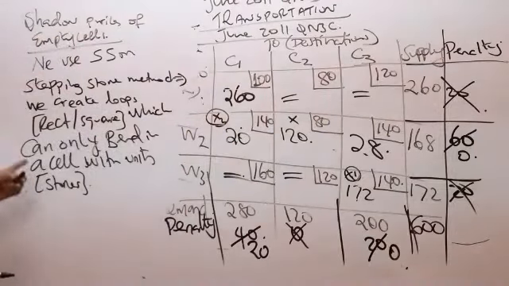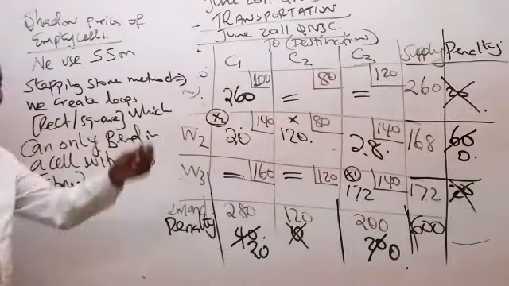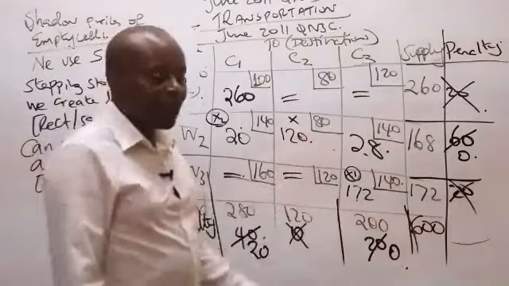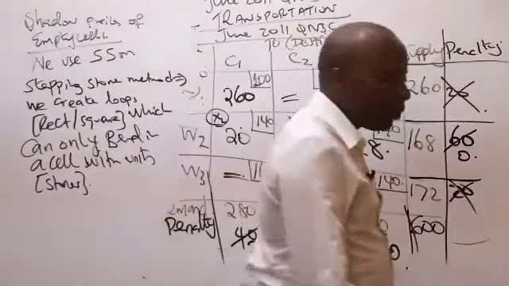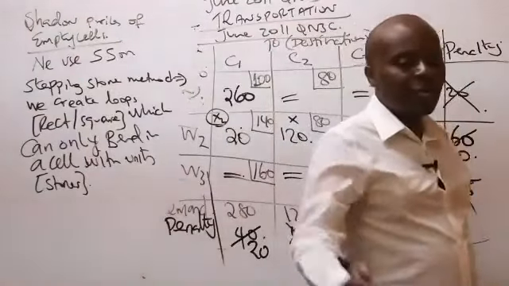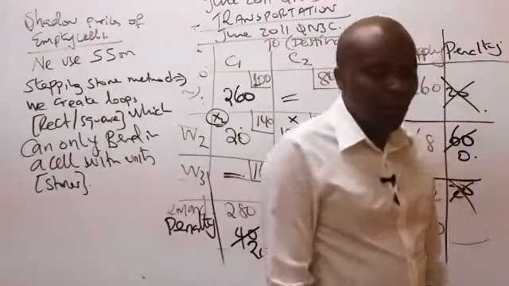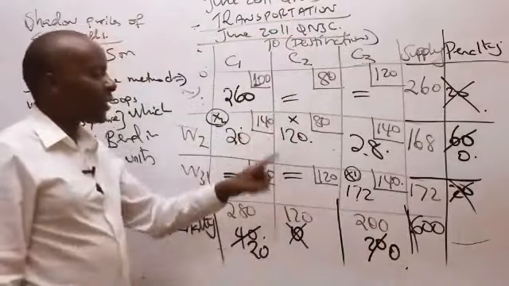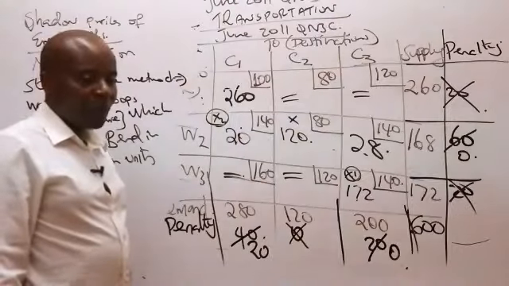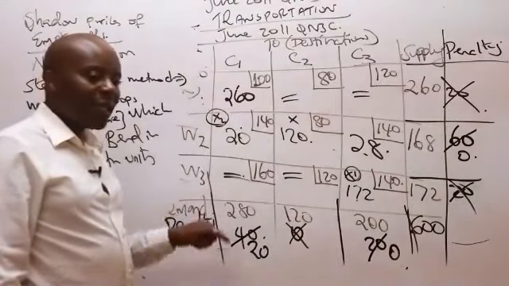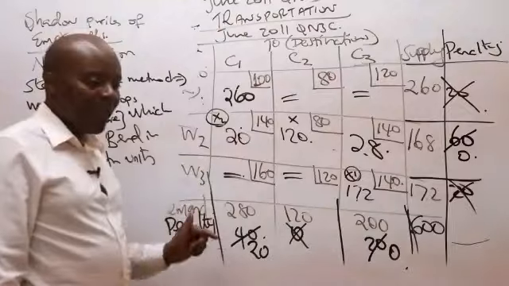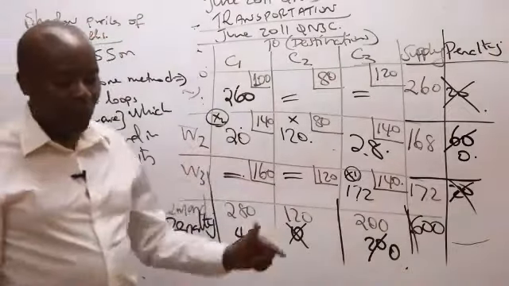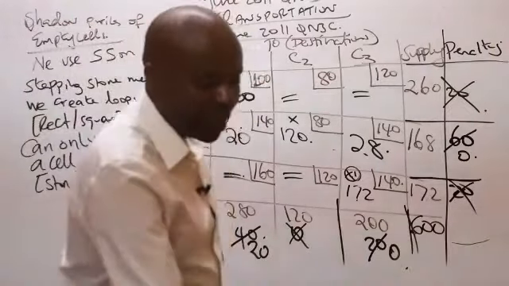So in the stepping stone method, just like a soldier marching, for you to be able to bend, for example to say right turn, you need firm ground to step on. You can't step on a hole like this. So you can only bend in a cell with units.